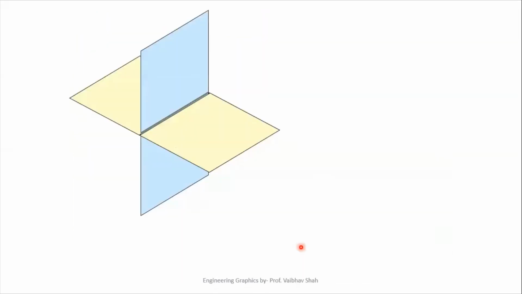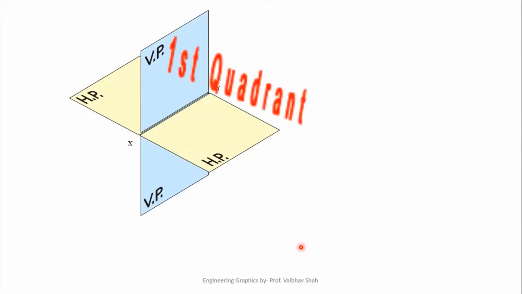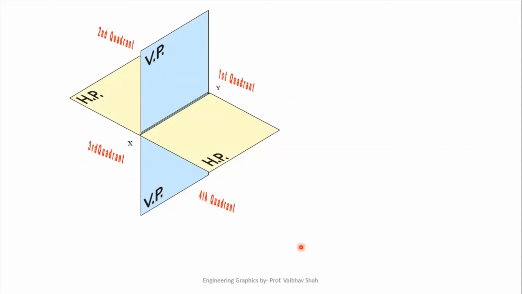Now before moving ahead, we must understand the quadrants. Let us understand this quadrant system. As you can see, there are 2 planes. One is your horizontal plane, which is known as HP, and another is your vertical plane. First, horizontal plane: the plane which is parallel to the earth's surface is known as the horizontal plane. A plane which is perpendicular to the horizontal plane is known as the vertical plane.